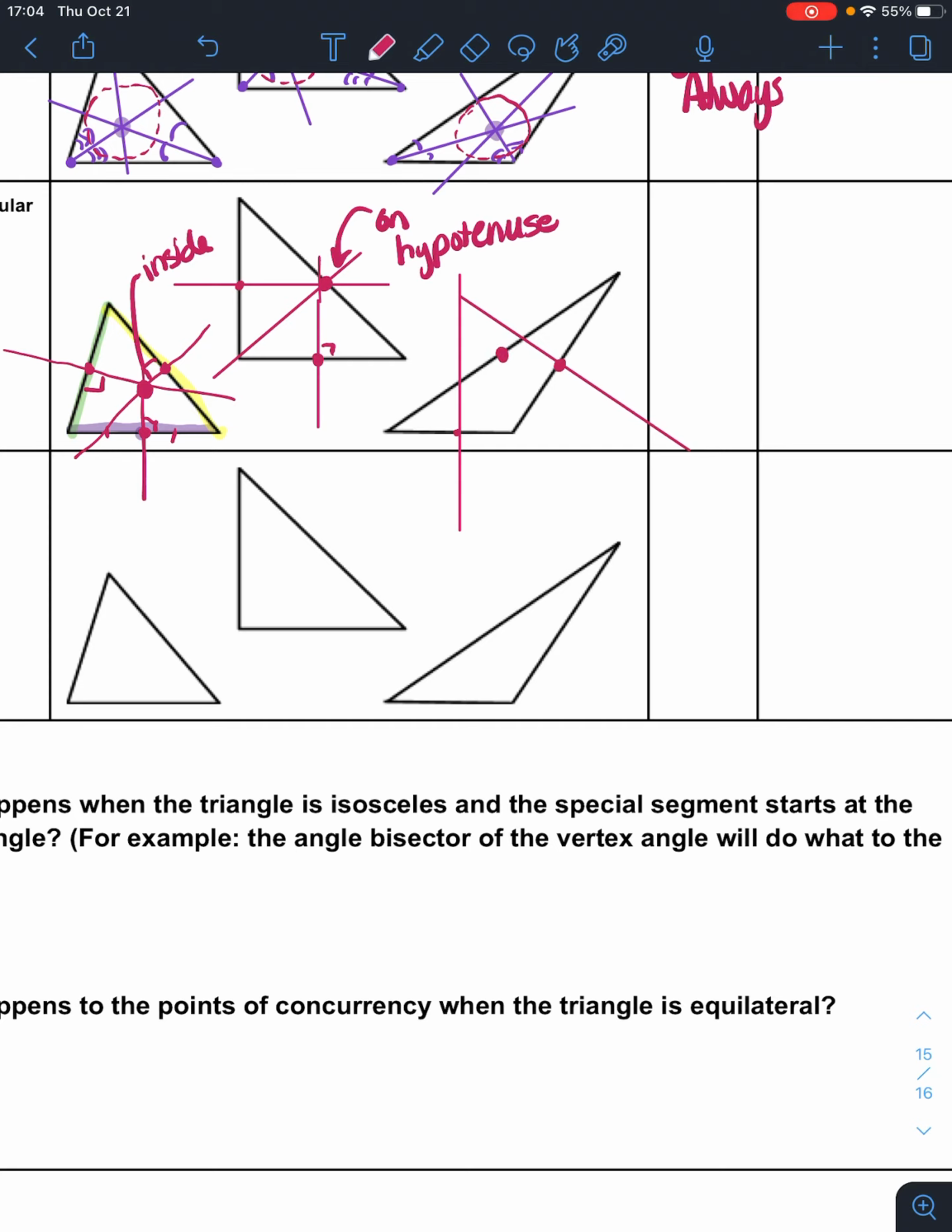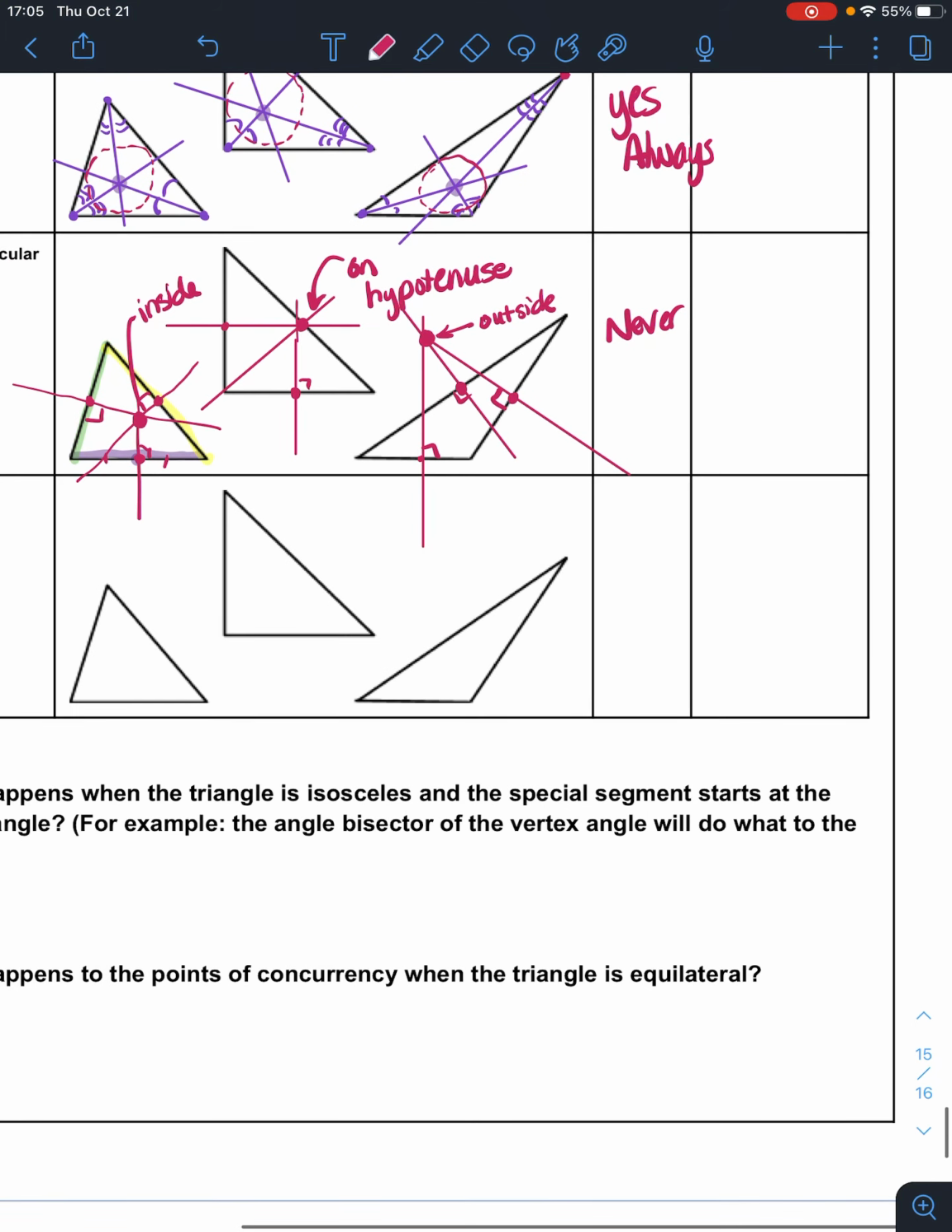And then find the midpoint and draw the perpendicular. Okay, perpendicular, perpendicular, perpendicular. Notice that all these perpendicular bisectors intersect. They have their point of concurrency outside. So the perpendicular bisector never includes the vertex. And its point of concurrency, that point where all three perpendicular bisectors meet, is called the circumcenter.